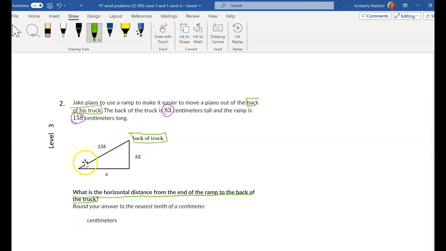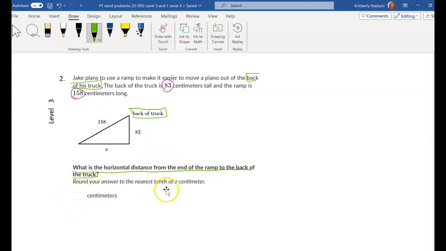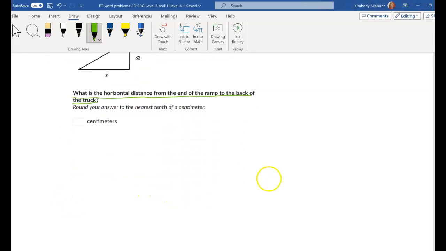Okay, so I'm making this a little harder on us. I'm not writing C for hypotenuse. But the longest side, where is the longest side? Is the hypotenuse, and it's C. And it looks like we have 2 legs. You need to decide which one is A or which one is B. Remember to round your answer to the nearest tenth of a centimeter.